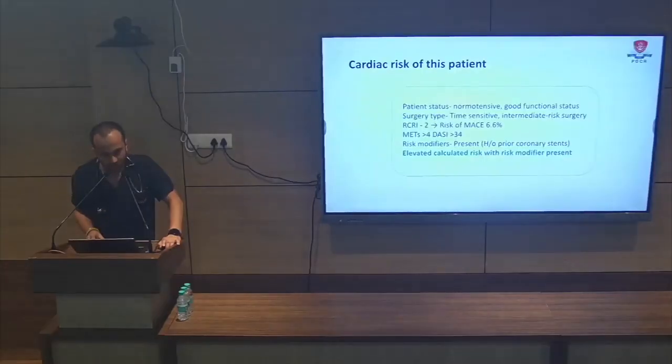Now the cardiac risk of the patient: the patient is normotensive with good functional status, the surgery type is time-sensitive with intermediate risk, RCRI of 2, MACE score of 6.6%, metabolic equivalents more than 4, Duke Activity Status Index more than 34. The risk modifiers present in my case are history of PTCA and hypertension.